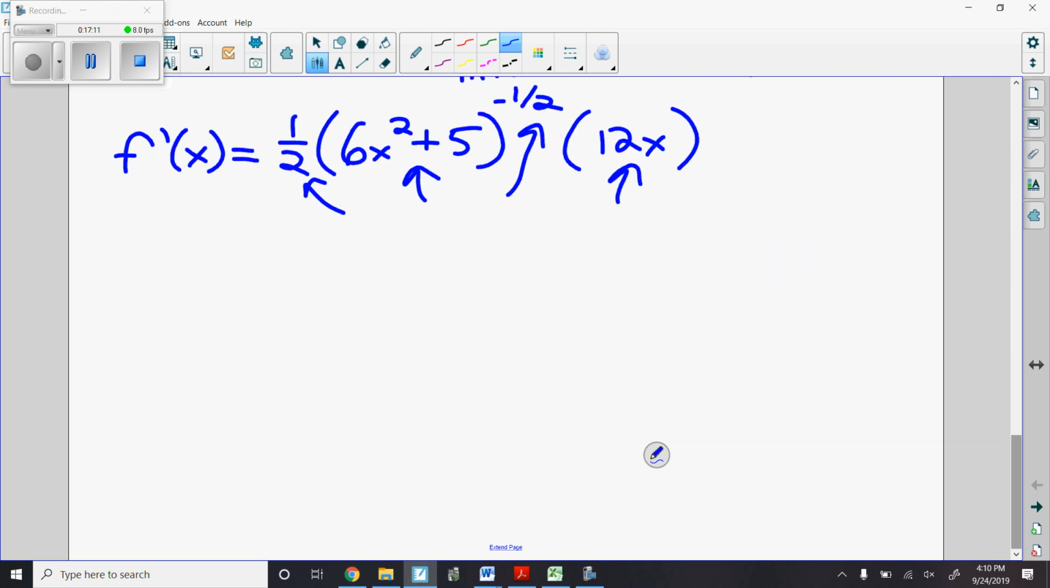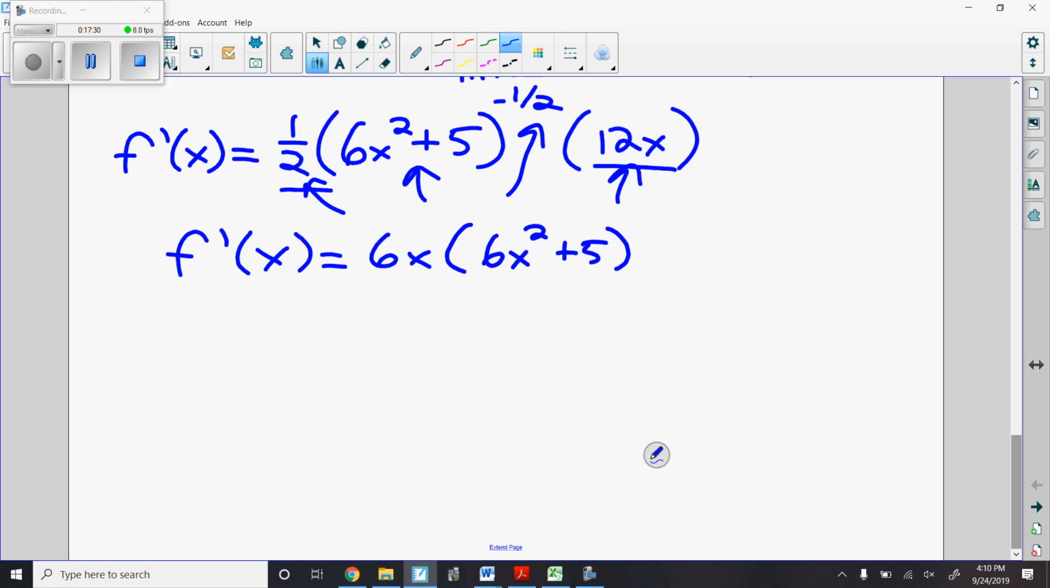Cleaning this up here, I see I have a 12x and a 1/2. And these are, again, connected with multiplication here. Half times 12x is going to be 6x. Okay. And again, I could write this right now as 6x times 6x squared plus 5 to the -1/2.